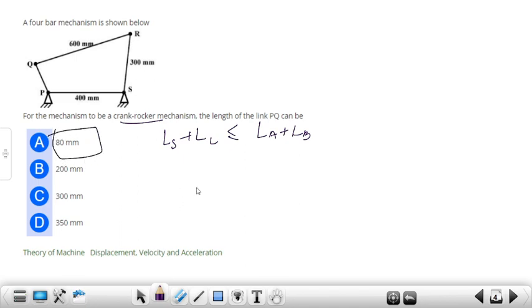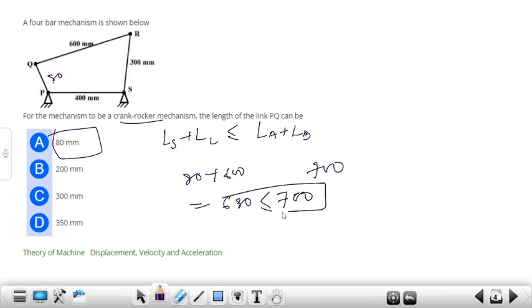So the length of PQ is equal to the shortest link. Let's take it as 80 mm. The length of the shortest link is 80 and the largest link is 600, so 80 plus 600. The remaining length is 700: 300 plus 400 is 700, and 80 plus 600 is equal to 680, which is less than or equal to 700. That means it is satisfied. So the length of PQ will be 80 mm. A is the right answer.